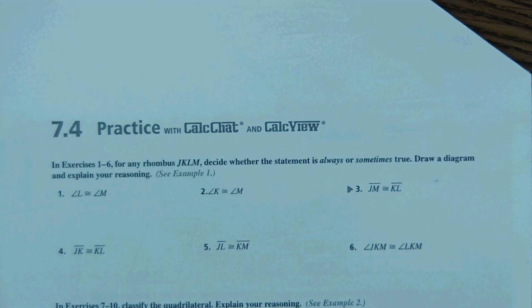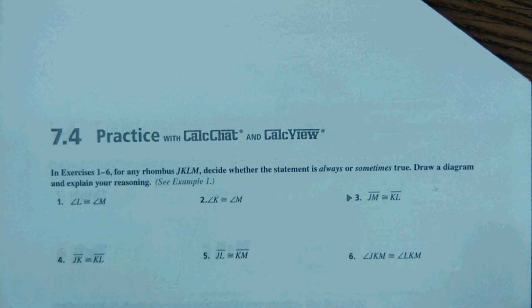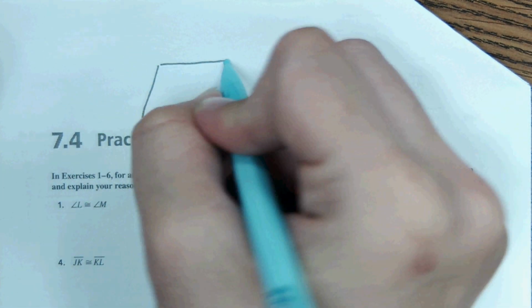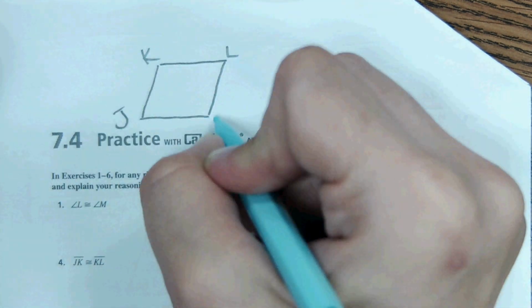Decide whether the statement is always or sometimes true, draw a diagram, and explain your reasoning. With this, it's always easier to have a picture to go off of. It says rhombus JKLM, so I'm quickly just going to jot a rhombus up here so I can look at it as I answer the questions. So JKLM.